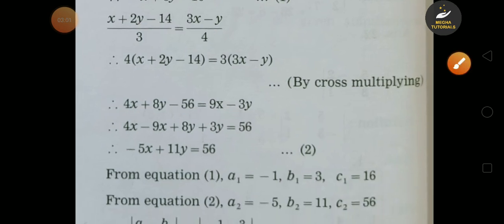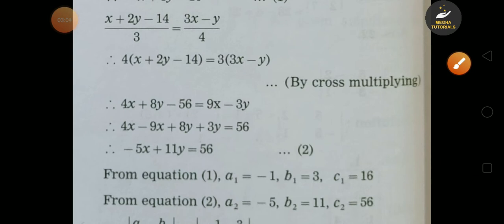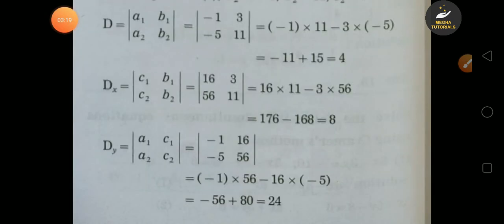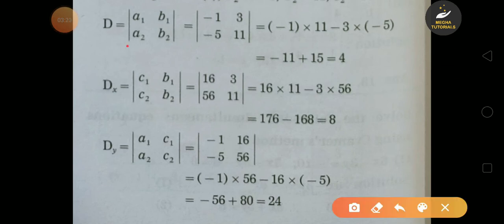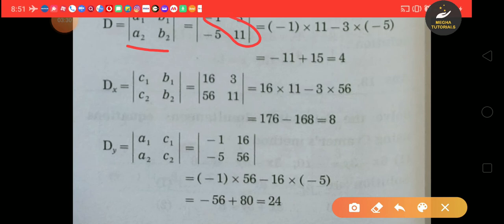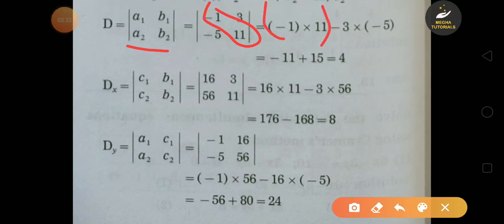Now from equations 1 and 2 you can get the values of a1, b1, c1 as minus 1, 3 and 16, and from equation 2 you will get a2 is equal to minus 5, b2 is 11 and c2 is 56. Okay, then we will find the values of D, Dx and Dy. So D is the determinant of a1, a2, b1, b2. So the values are minus 1, minus 5, 3, 11. We'll start from the top left. So minus 1 into 11 minus 3 into minus 5. Minus minus will be plus. So minus 11 plus 15 is 4.